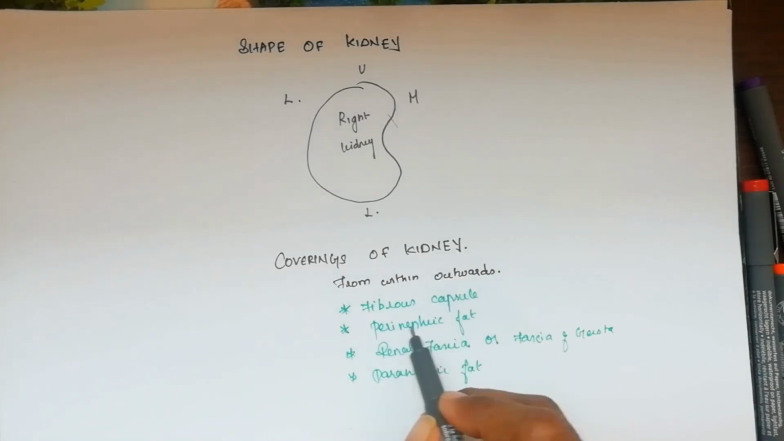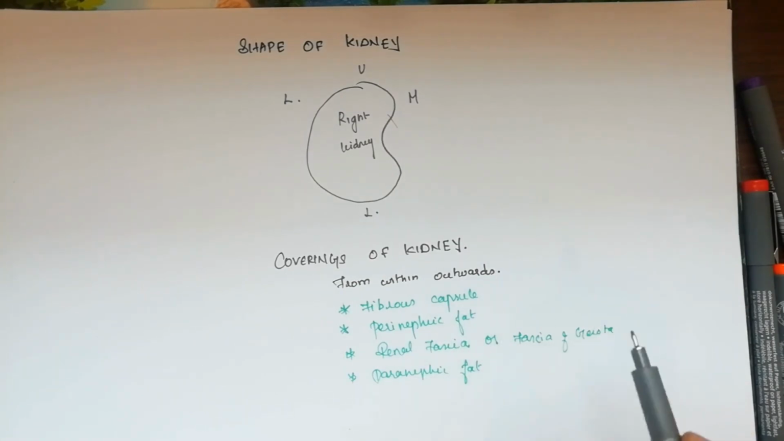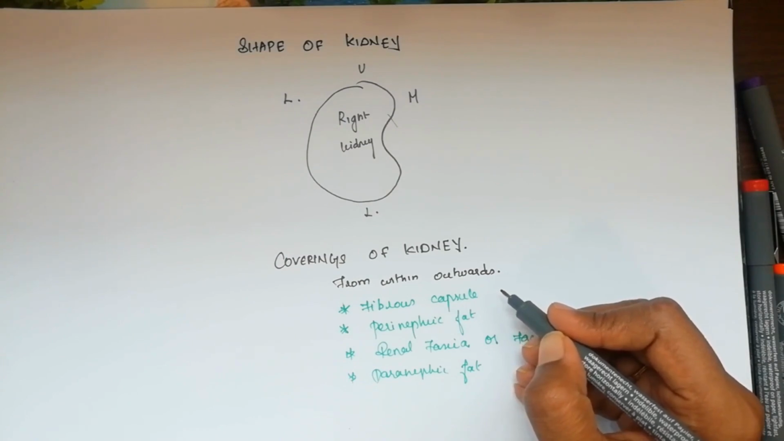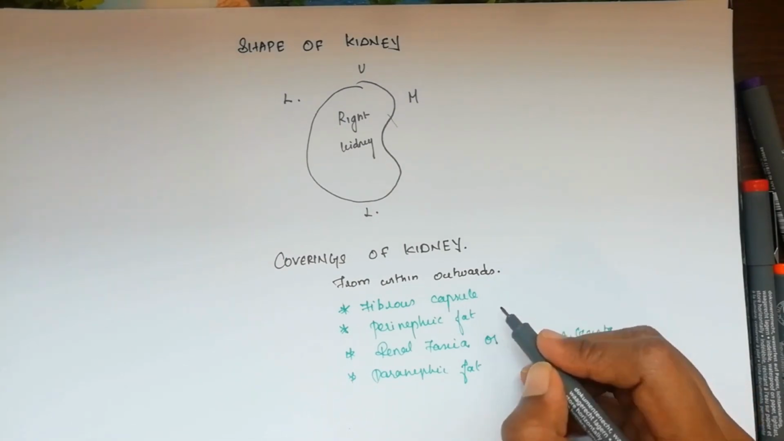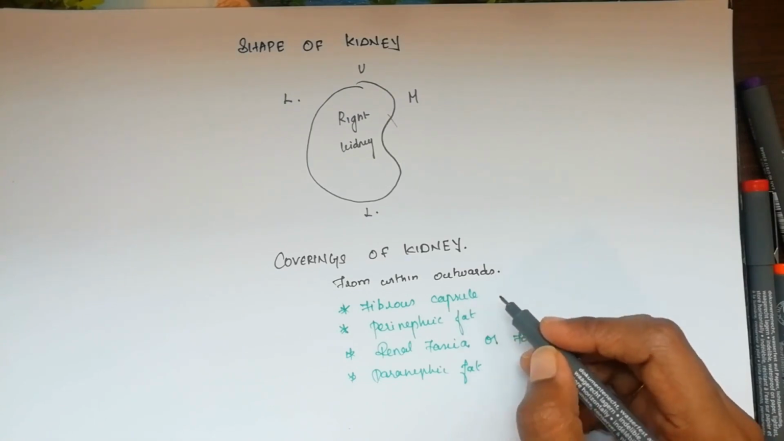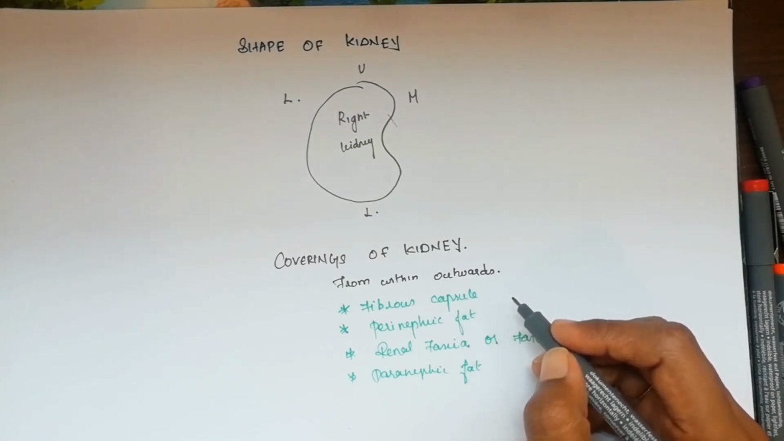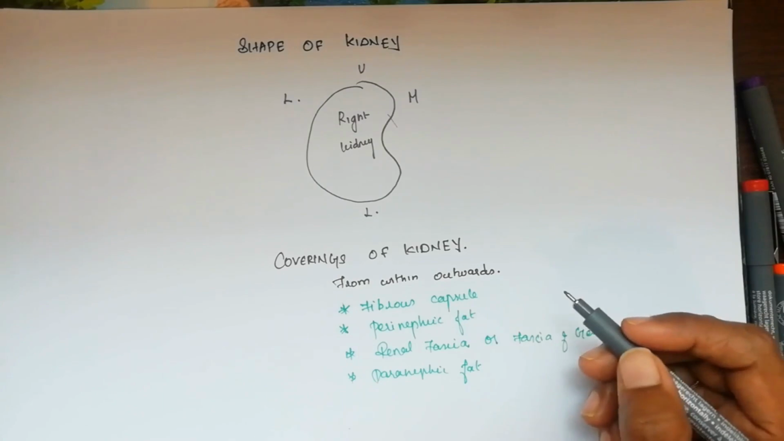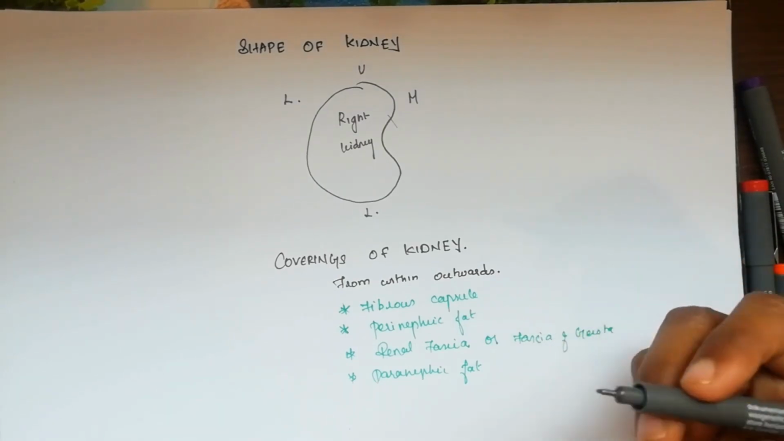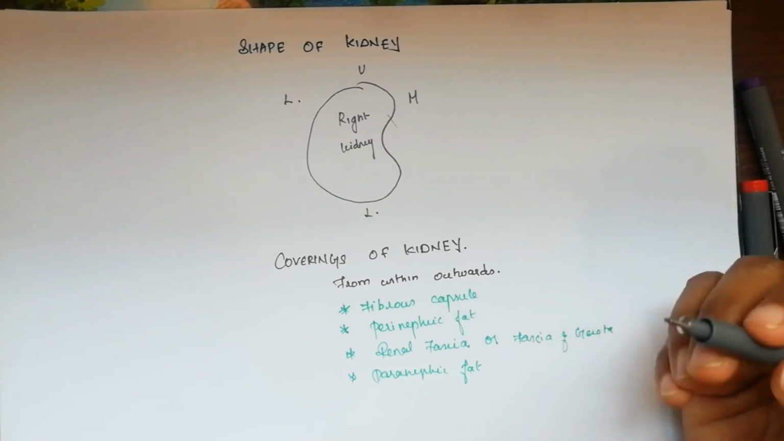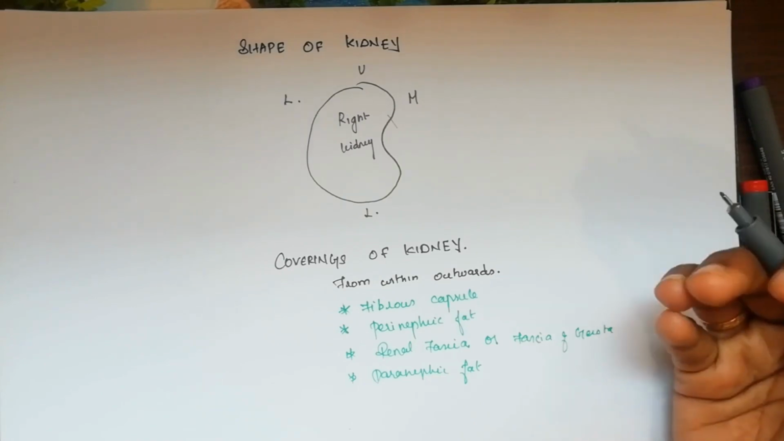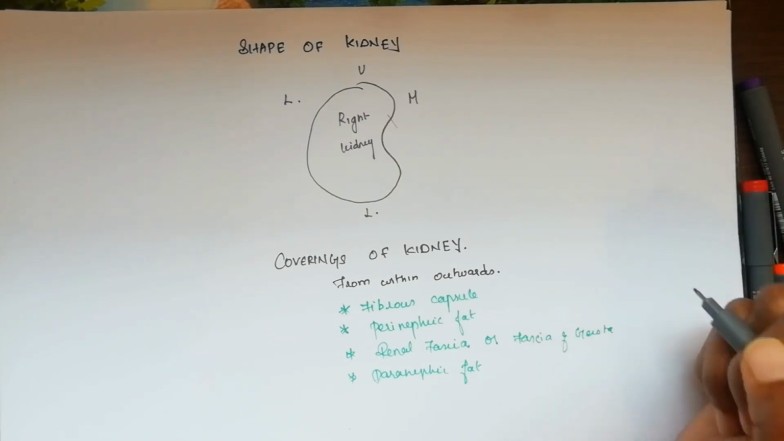In this, the fibrous capsule is nothing but a condensation of the fibrous stroma from the kidney tissue itself. The fibrous stroma of the kidney forms a condensation above it. We call that the fibrous capsule, and it covers the entire organ and reflects as a tubular sheath surrounding the major and minor calyces. It can be stripped off from a healthy kidney, which indicates the organ is healthy. If it is not healthy, we can't strip off the fibrous capsule from the kidney.